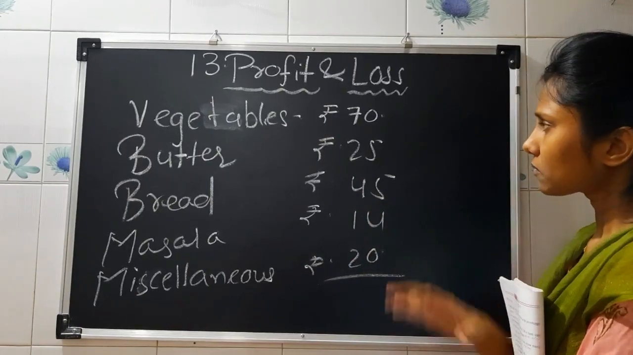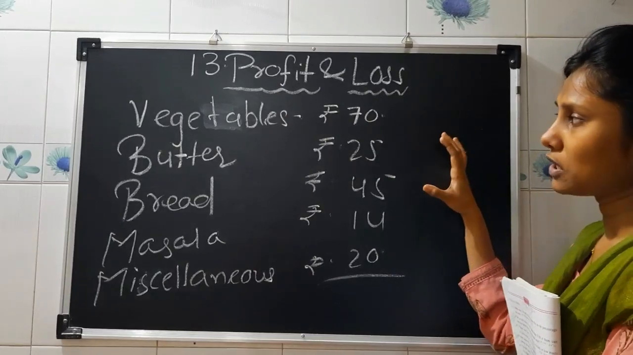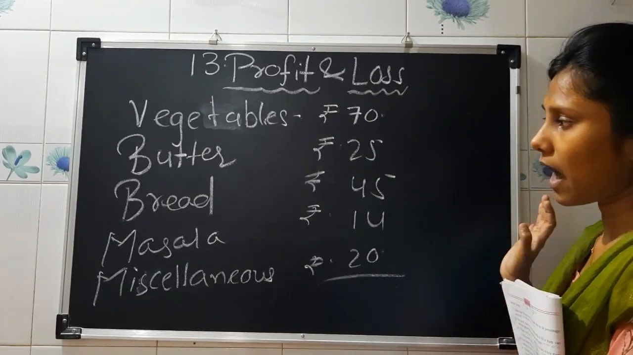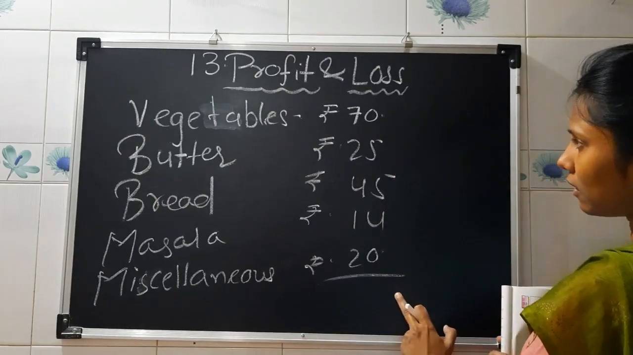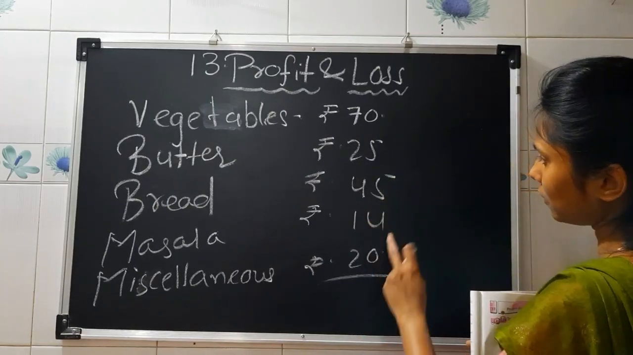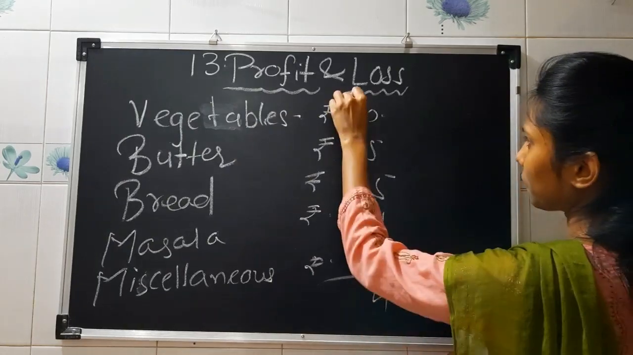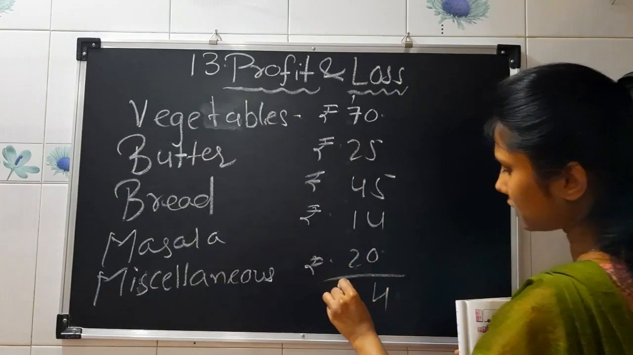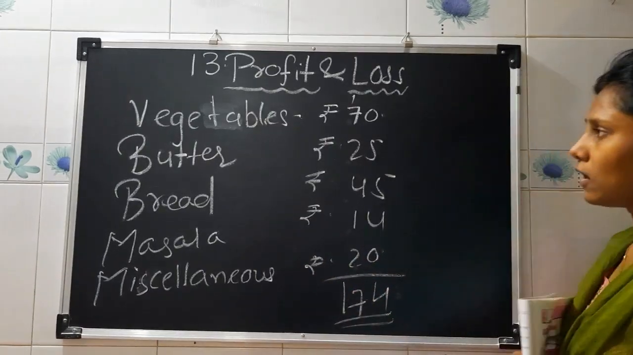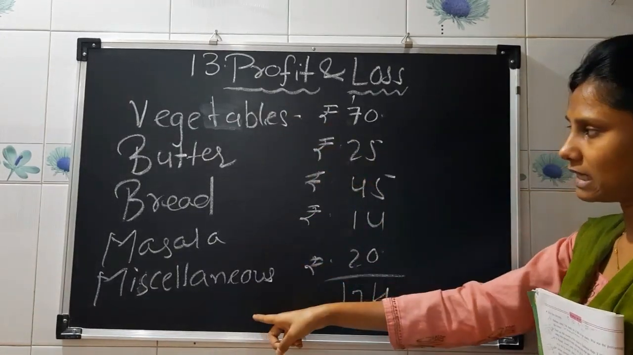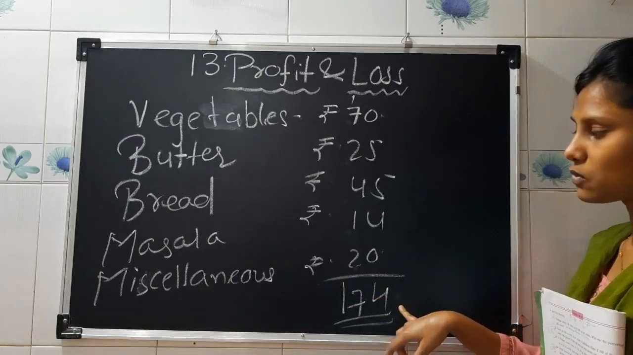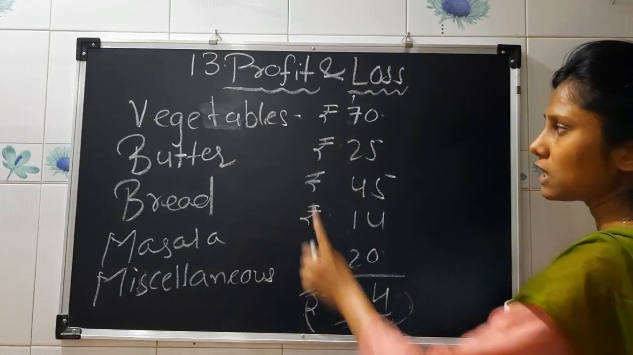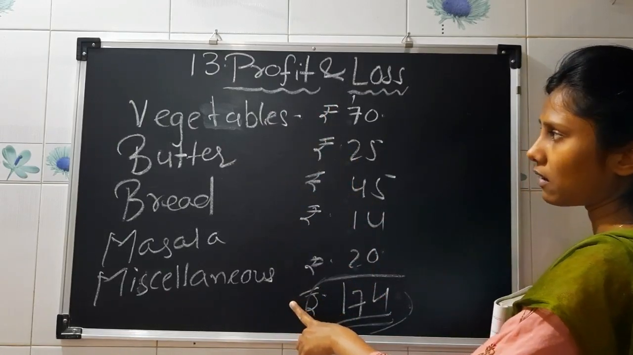So now, how much did he spend in total on these items? We will do the total: 10, 14, 8, 10, 14, 15, 17. So he bought all these materials for rupees 174. He spent a total of 174 rupees for purchasing these items.